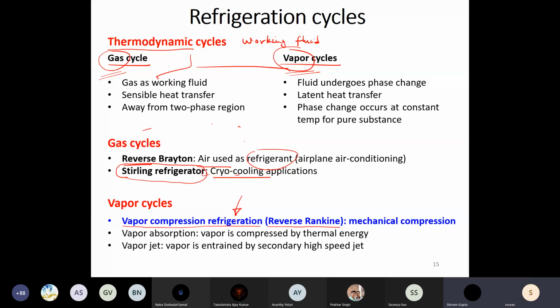There are other cycles also which fall under this vapor cycle category, but you wouldn't have studied them in your thermodynamics. One of them is the vapor absorption, where you can have absorption, adsorption. Basically, this is that cycle which I was describing in the previous class, where you use certain material which has affinity to the working fluid. If your working fluid is water, you can have some salts which have affinity to water vapor, and they can actually be used for producing refrigeration, and they would be driven not by a compressor. The motion is driven by thermal energy.